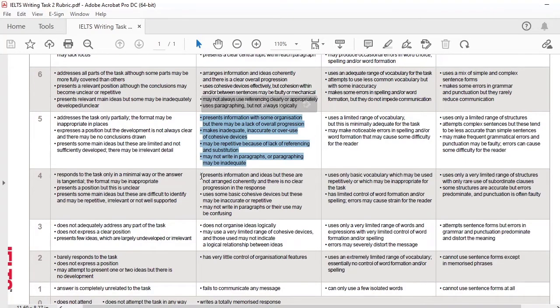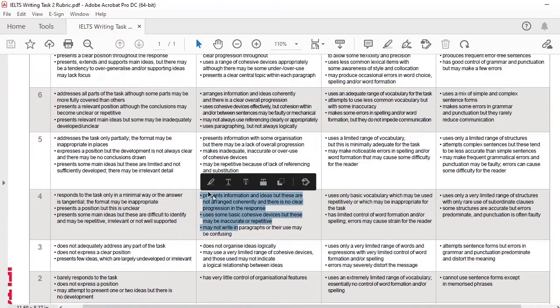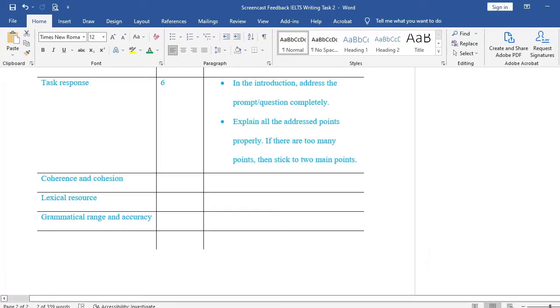Let's see the requirements for 4. Presents information and ideas, but these are not arranged coherently and there is no clear progression in the response. Uses some basic cohesive devices, but these may be inaccurate or repetitive. May not write in paragraphs, or their use may be confusing. Okay, so she wrote a bit better than band 4, so I'm giving her band 5.